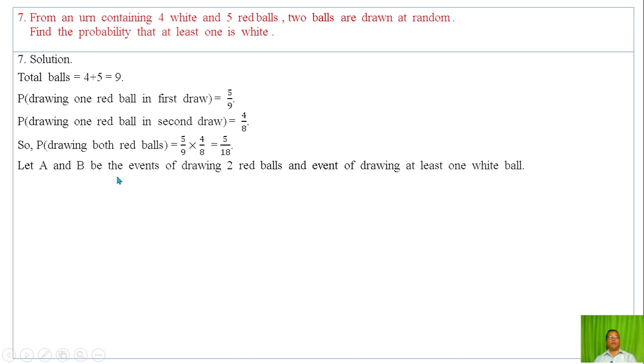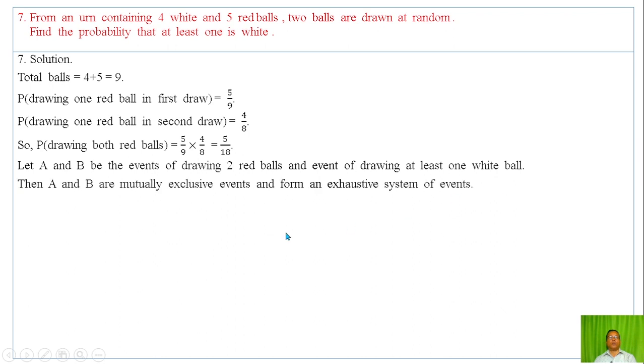Let A and B be the events of drawing 2 red balls and drawing at least 1 white ball. Then A and B are mutually exclusive events and form an exhaustive system of events. Also P of A plus P of B equals 1. That gives P of B is 1 minus P of A. But P of A is already found to be 5 by 18. We have 13 by 18. Then the probability that at least 1 is a white ball.